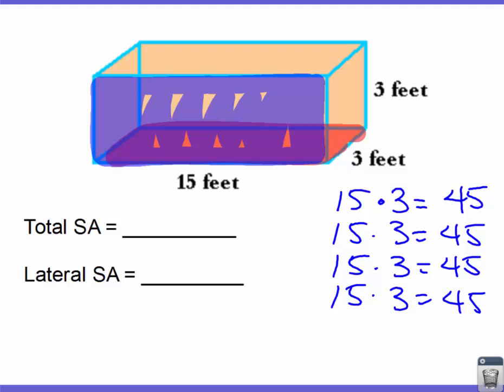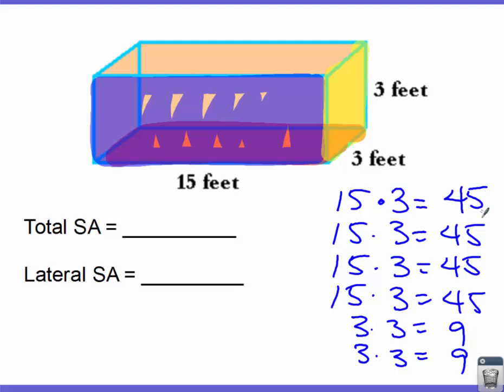Now we've got one more piece that we have to deal with, and that's this side piece over here. That side piece is actually going to be a 3 by 3. So that's 3 by 3, which gives me 9, and another 3 by 3, which gives me another 9. Now to find total surface area, all I have to do is add all this together.